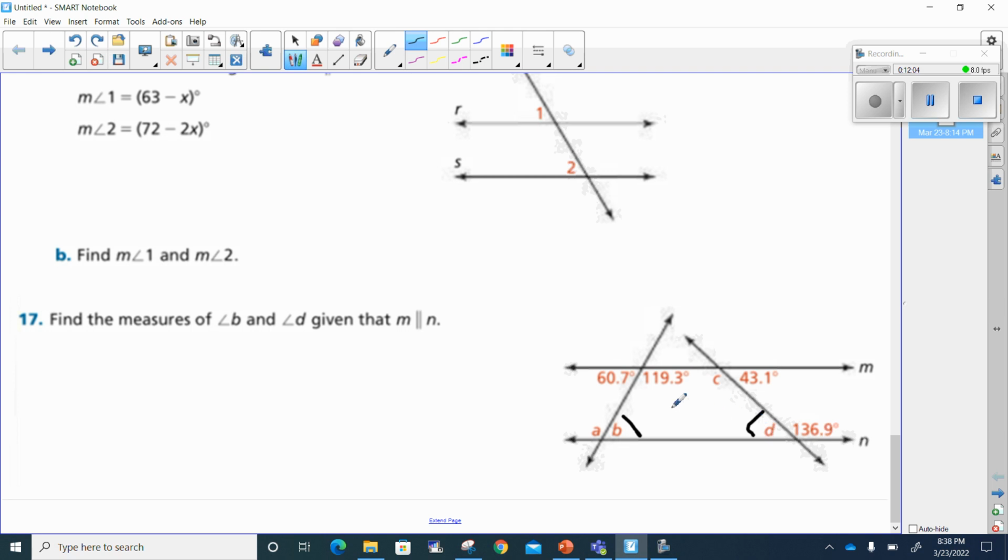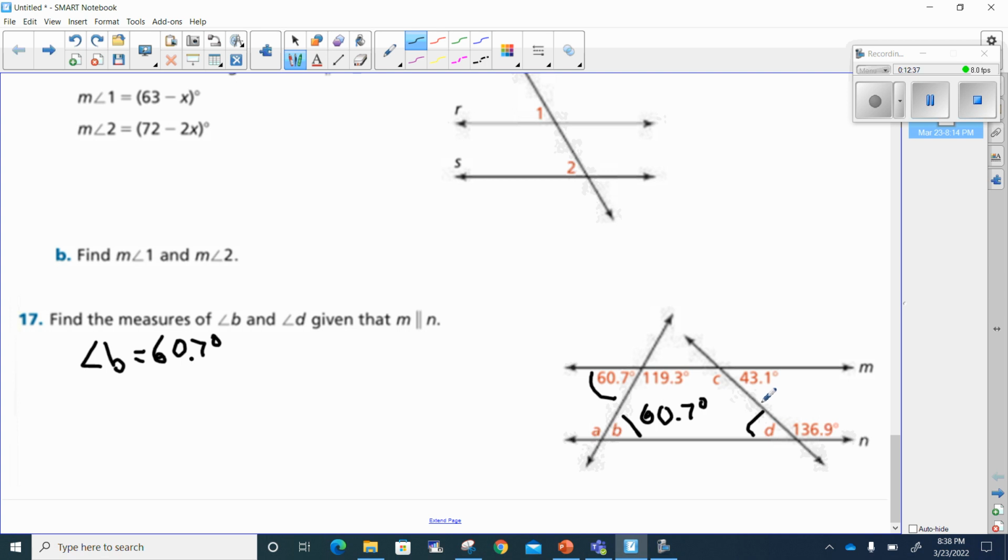Angle B is going to be very easy because angle B is the alternate interior angle to this angle, since this transversal is crossing through these lines. So that means B must be 60.7 degrees. So angle B equals 60.7 degrees. Now I must find D, and this is going to be easy as well, for a couple of reasons.